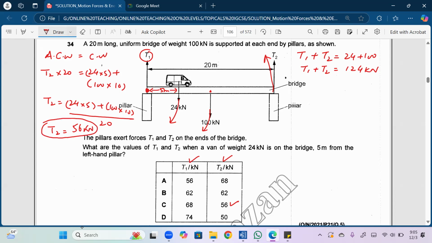We know T1 plus T2 is 124. If T2 is 56, that would be equal to 124 kilonewtons. So T1 would be equal to 124 minus 56. It's going to give what? 68 kilonewtons. So the answer is C.